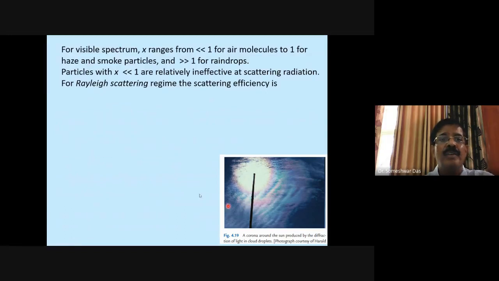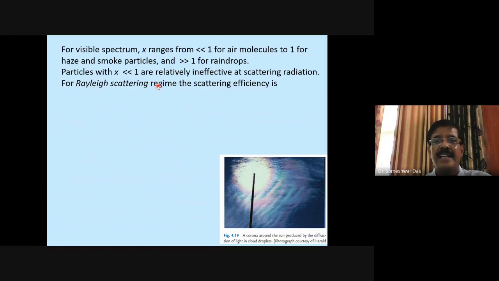Okay. So for the visible spectrum, x ranges from much less than 1 for air molecules, to about 1 for haze and smoke particles, and much greater than 1 for raindrops. How much it is scattered will depend upon these types of particles. Particles with x much less than 1 are relatively ineffective at scattering radiation.